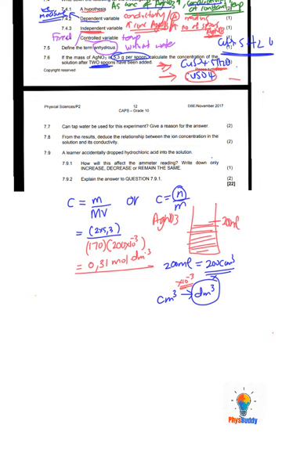Going to the next question, can tap water be used in this experiment? And the answer is no. Distilled water has no free ions, so it does not affect the conductivity of this experiment. But tap water has free ions, and this would affect conductivity.